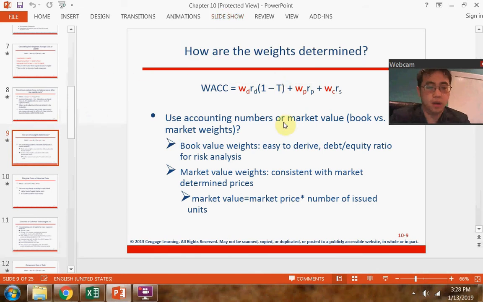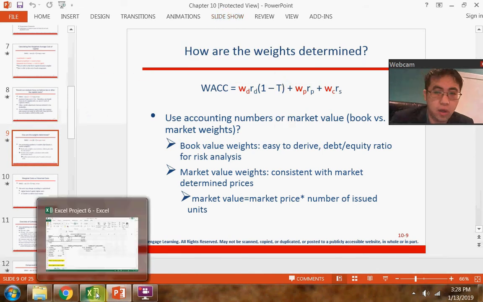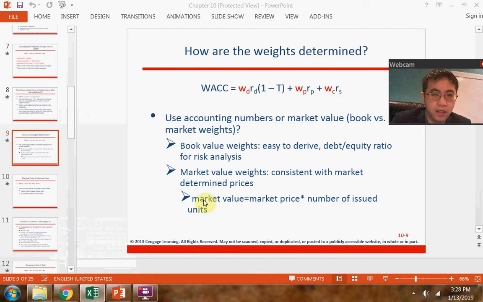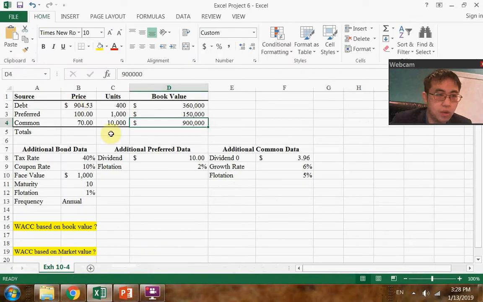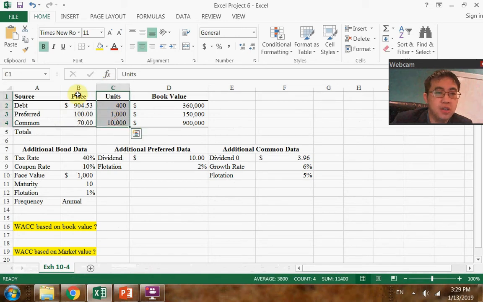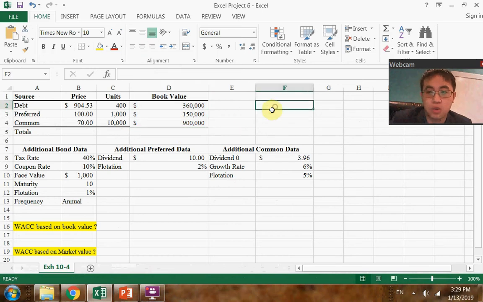Okay, so for the weights, you will also get an idea of it right here. This is your Excel project 6, which you will follow my instruction to finish. Right here you get prices, the market price for the three securities and the number of units outstanding. Based on these two columns, you can get the market value for each, and then you sum them up to get a total, and then get the percentage weight. Same way, you're gonna get the total book value and then get a percentage weight.